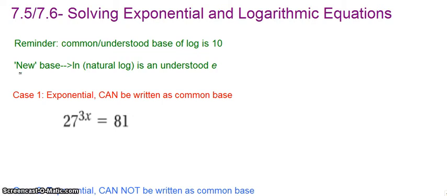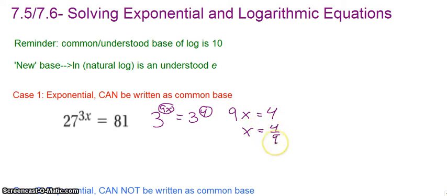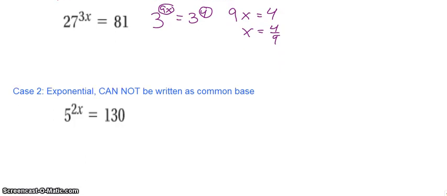So for this particular problem, we have 27 to the 3x equals 81. Well, 27 and 81 are both powers of 3, so I can rewrite this as 3 to the 3, to the 3x, so 3 to the 9x equals 3 to the 4th. We set those exponents equal to each other, so 9x equals 4, and x equals 4/9. Like I said, I've sort of been sneaking these in all along.